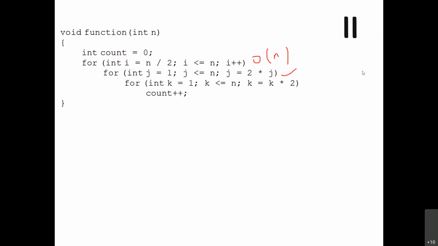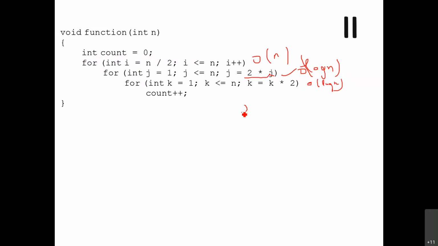What about the second one? So it's just log of n, since that's the formula. Whenever your step is multiplying by 2 every time, that's just log of n. And same thing for the last one, it's O of log n.